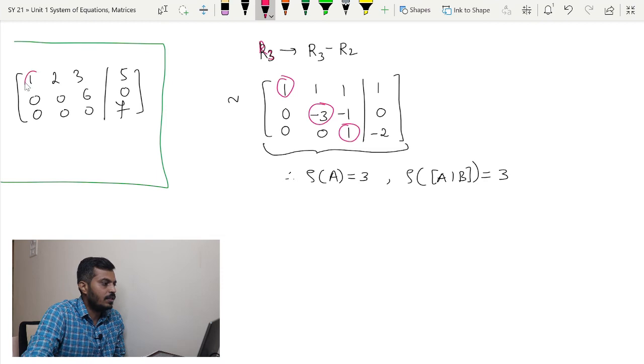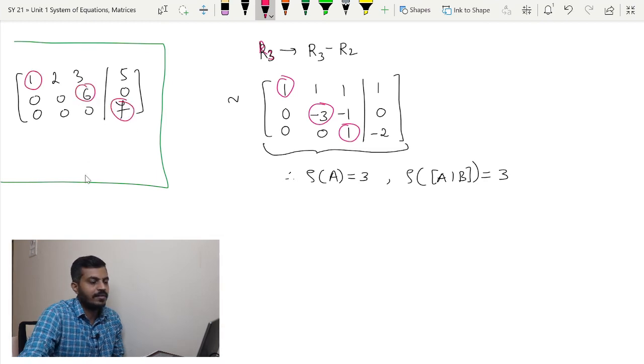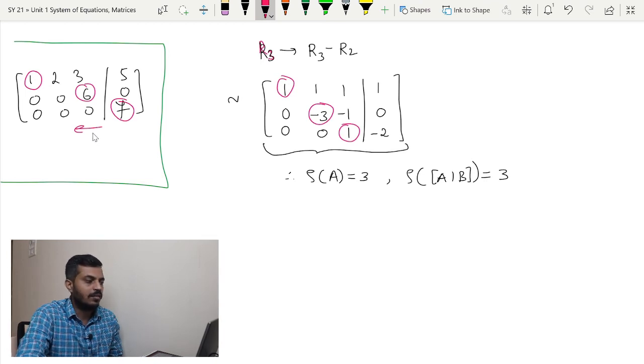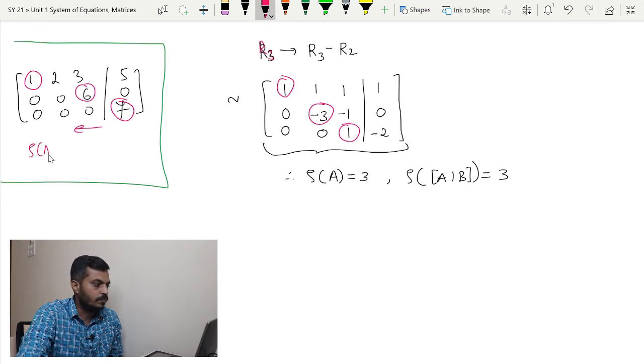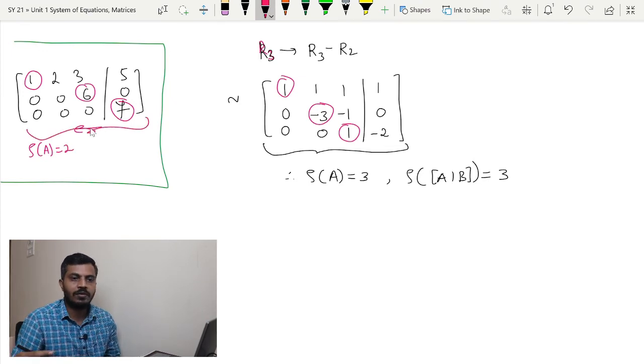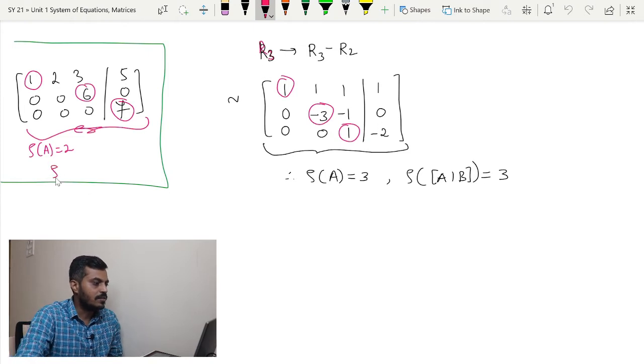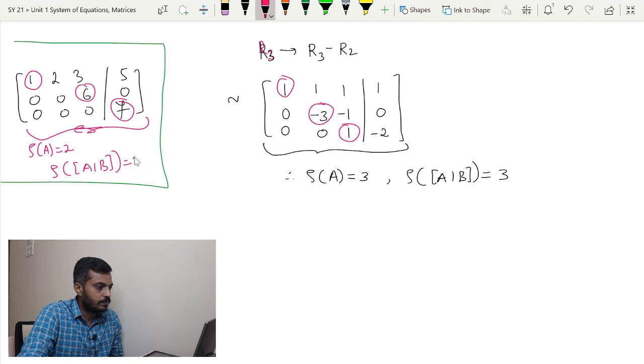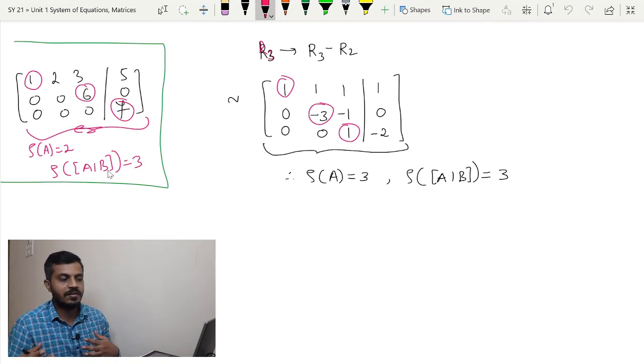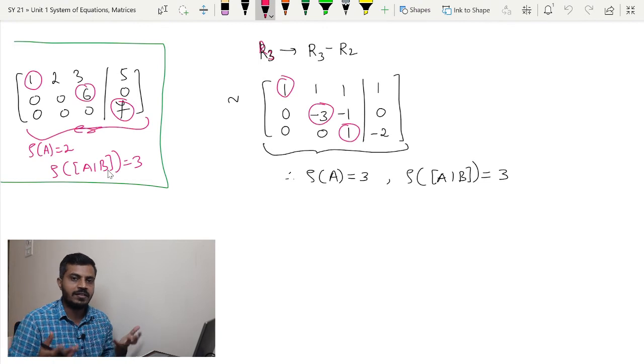Now if I circle the leading coefficients, you can see that this matrix is already in echelon form, and if you see the matrix before the line, the number of non-zero rows is only 2. So therefore the rank of A in this case will be 2. And if you see the matrix as a whole, the number of non-zero rows is 3, and thus the rank of the augmented matrix will be 3. So there may be cases where both ranks are not equal, and if such a thing happens, then we will say that our system is inconsistent.